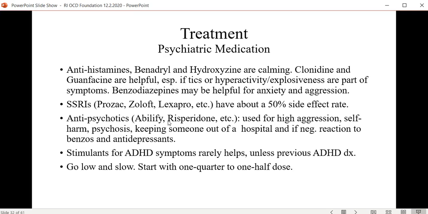The antipsychotics, as I mentioned, are used. Stimulants are rarely helpful. In fact, they often make the kid irritable as all heck, because if you think about that dopamine that's not working, you're adding more dopamine to that space. Now you've got more dopamine buildup, and high dopamine causes irritability and anger. Go very slow. You start low, a quarter to a half dose of these meds.